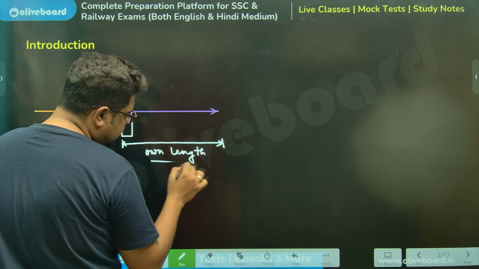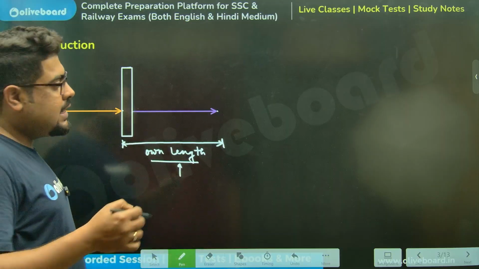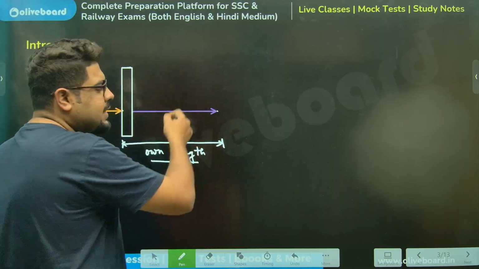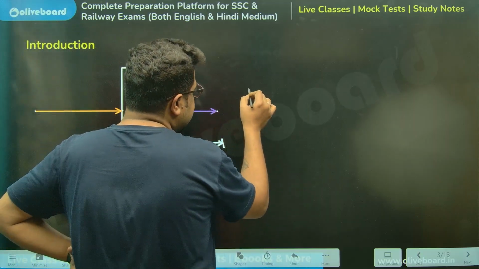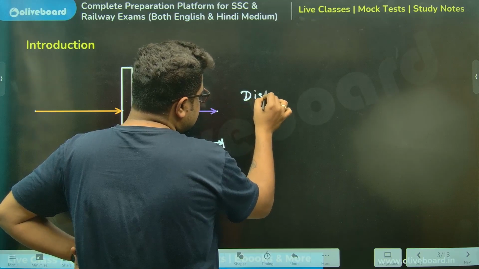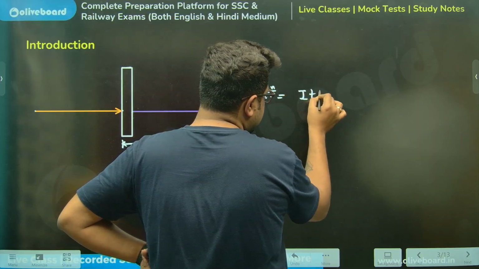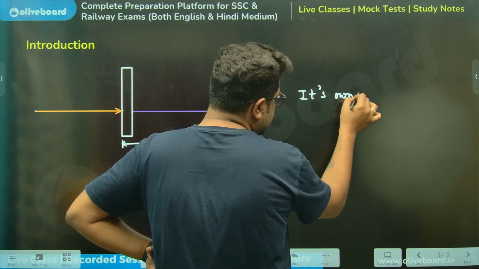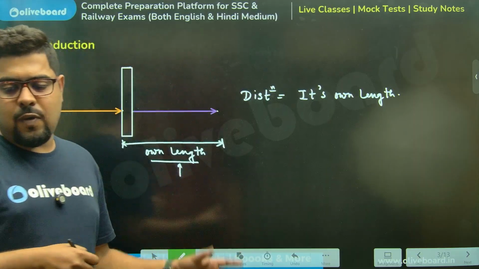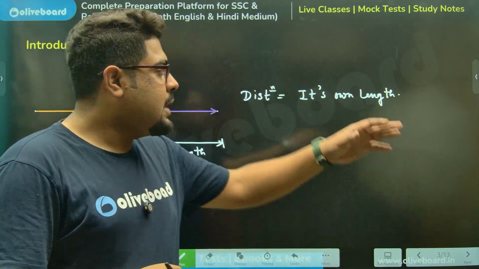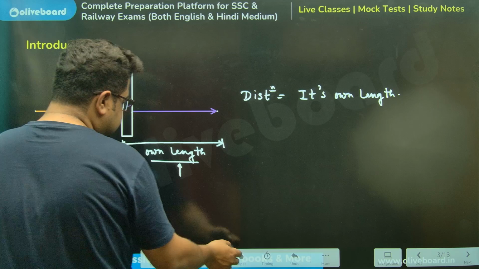The train's own length, I'm writing. So in these types of situations, if the train wants to cross something that does not have any significant width, the distance the train covers while crossing is its own length. Clear, everyone? Now, what if it is crossing something which has its own significant length or width, or whatever you want to call it?